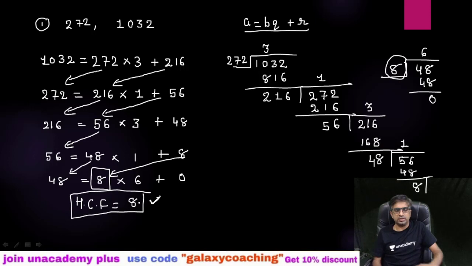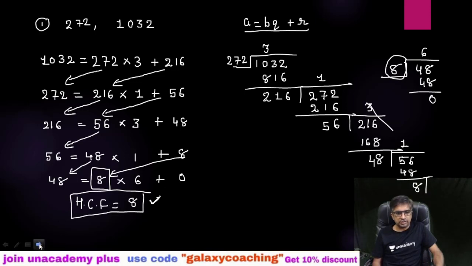So you just need to continuously divide this and keep it in Euclid's division lemma form. This is rough work, guys. I had shown it here to show you how you can do it, and this is the proper method by which you can show the HCF is 8 by Euclid's division algorithm.